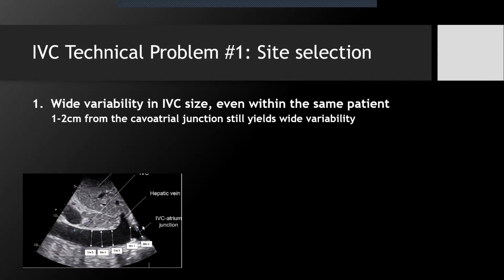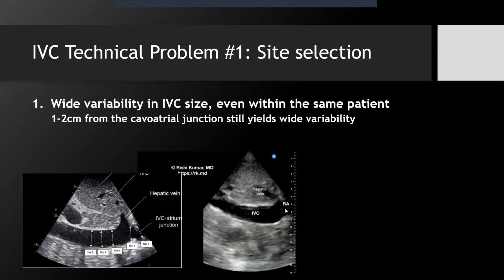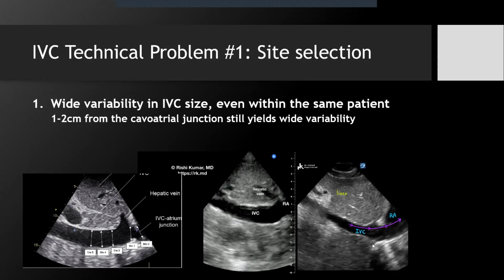So here you have a patient where here's your cavoatrial junction. You can't put your marker here because you've got the hepatic vein. So you've got to go here or here if that's still within 1 to 2 centimeters. And you can see that these are actually quite different diameters. Look at this IVC where the diameter also changes quite quickly and rapidly. Here you have an IVC where it's narrowing even sooner. You could get your IVC here or your IVC here, both technically within probably 1 to 2 centimeters of the cavoatrial junction. Totally different readings.